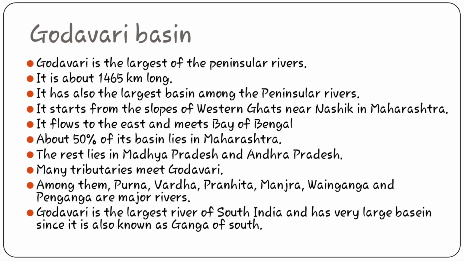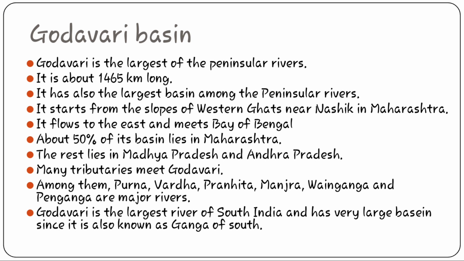Many tributaries meet Godavari. Among them, Purna, Wardha, Pranhita, Manjra, Wainganga and Penganga are the major rivers. Godavari is the largest river of South India and has a very large basin, so it is also known as the Ganga of South. Why Godavari is called the Ganga of South?